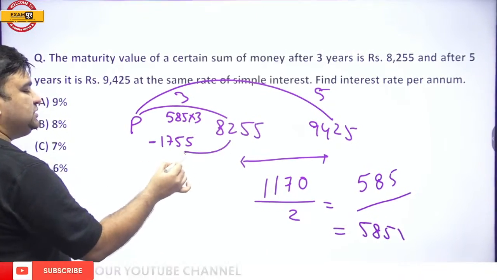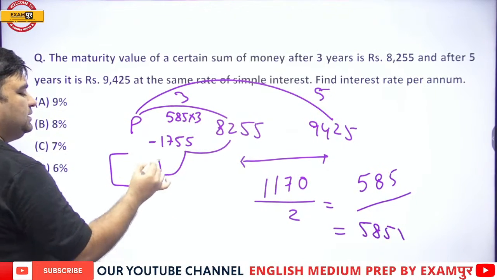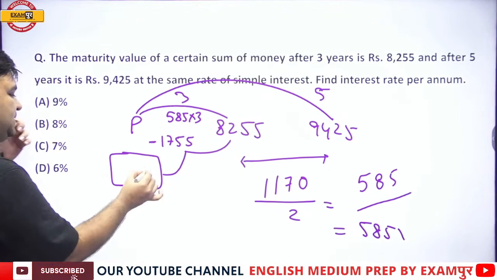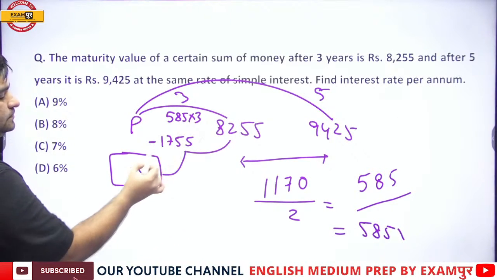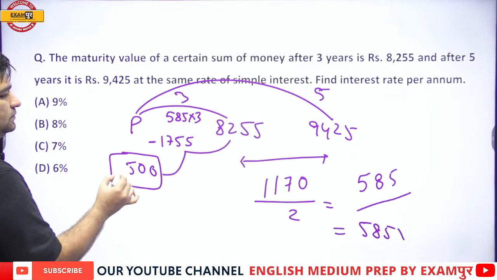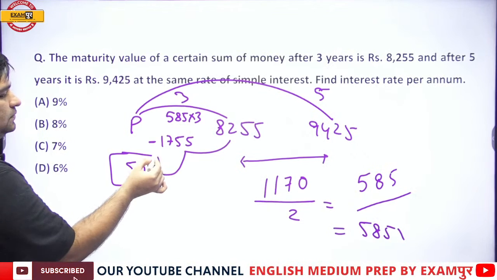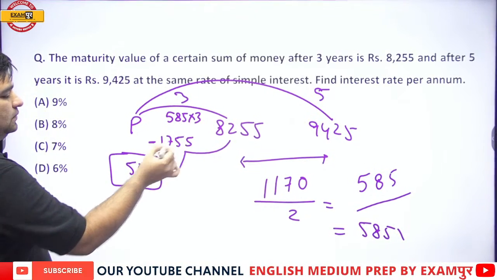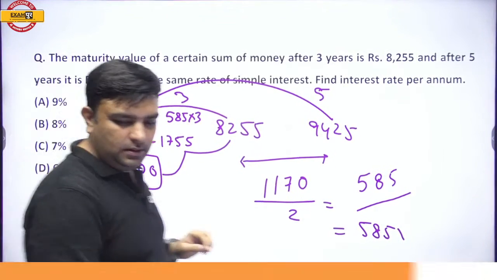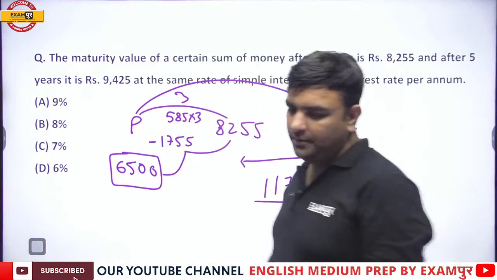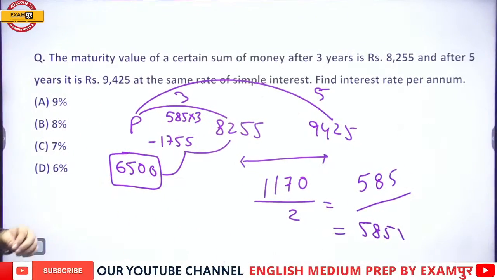Subtract the SI of 3 years, you will get the principal. Your principal is 6,500. What is your principal? 6,500.